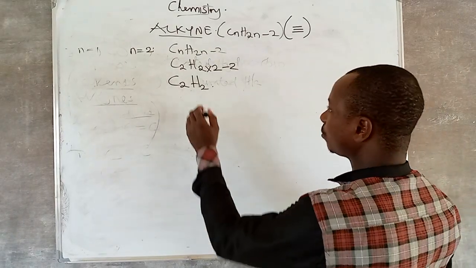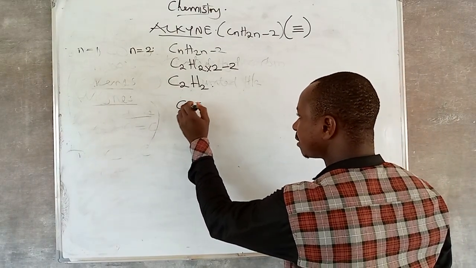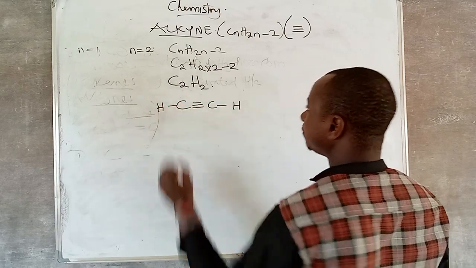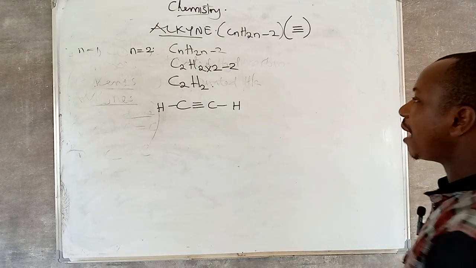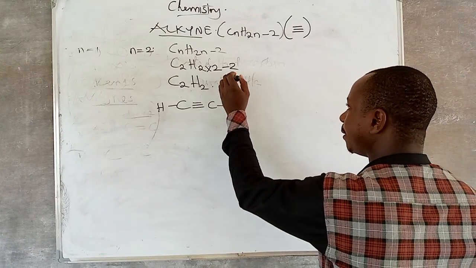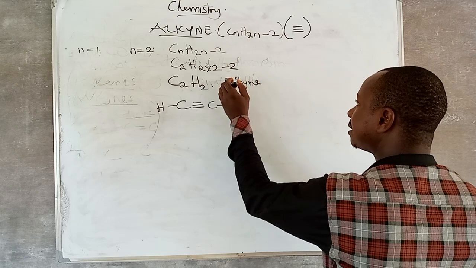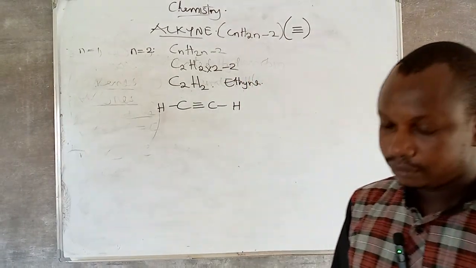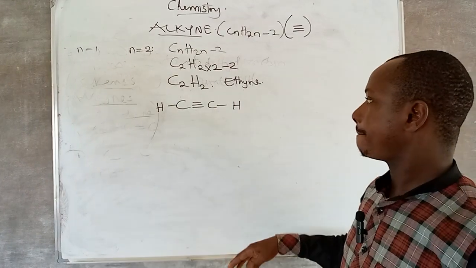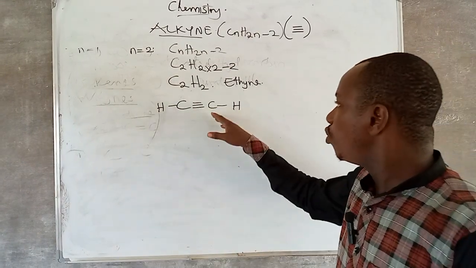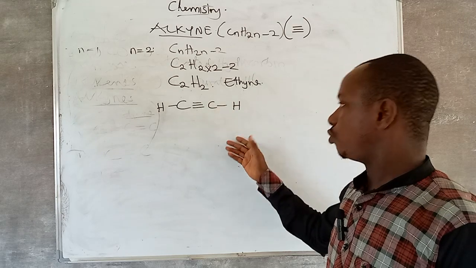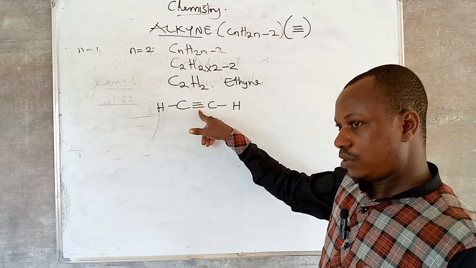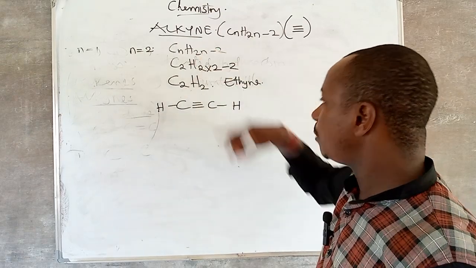Don't forget that the structure of this thing is like this. It's linear. This is what we call the first member, and the name is what? Ethyne. Ethyne is the simplest form of alkyne. C2H2. Look at the functional group there. The functional group will take you to where it belongs.